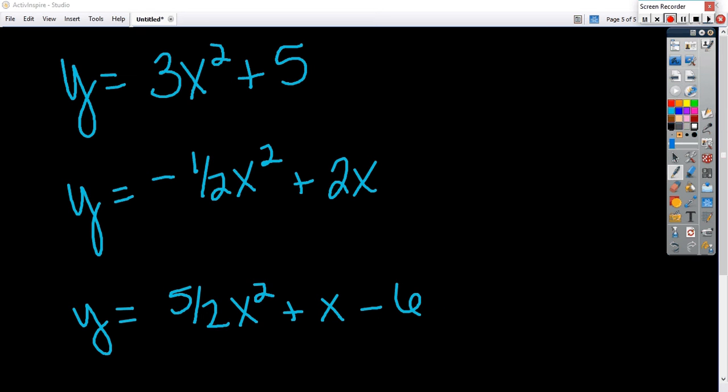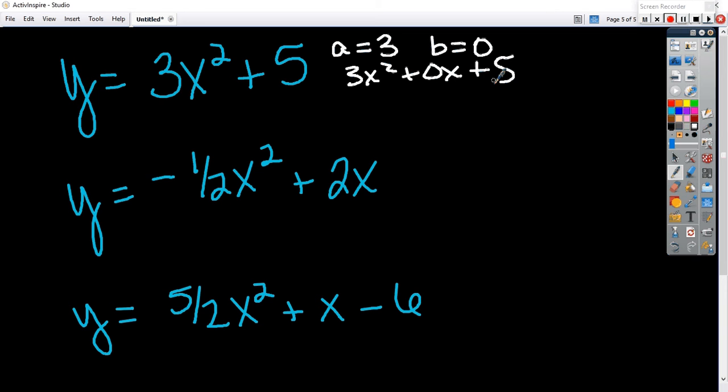Let's look at the first one. Before we start, let's identify A, B, and C because that might help you. What is A for the first equation? 3. What is B? 0, because we don't have an x. It's missing altogether. So couldn't I rewrite this as 3x squared plus 0x plus 5, and that's the same thing? I've got to have that x term. All right, so that's B. How about C? 5.